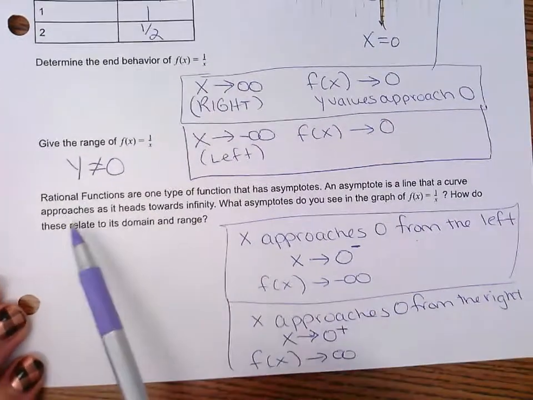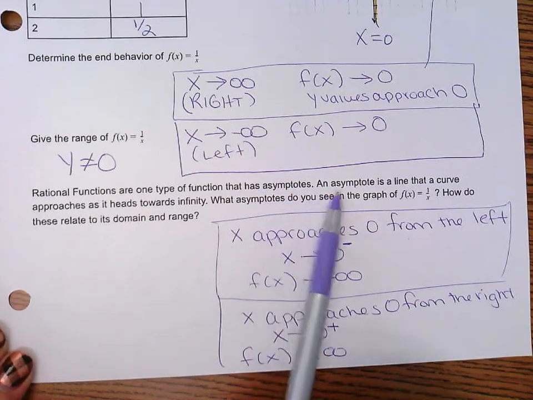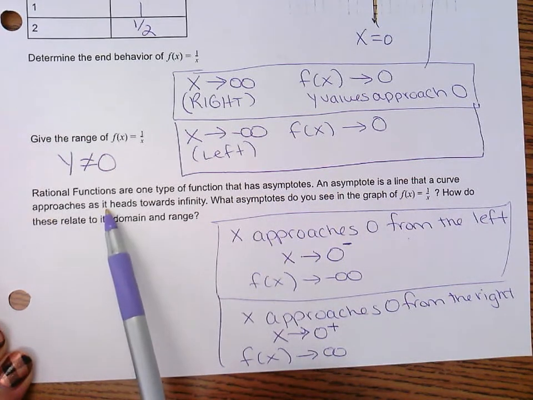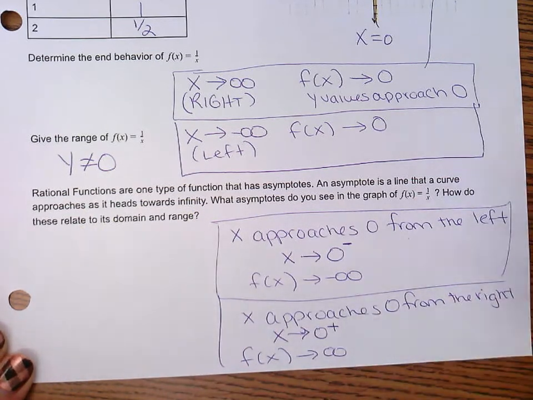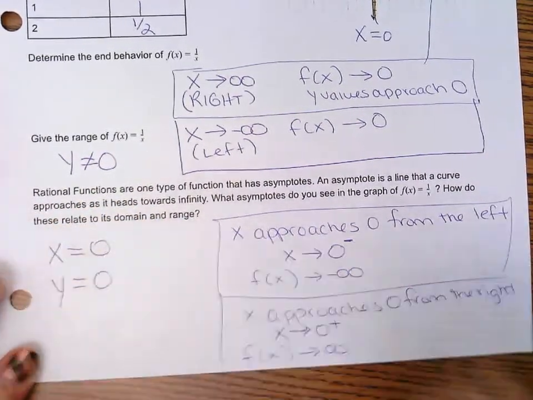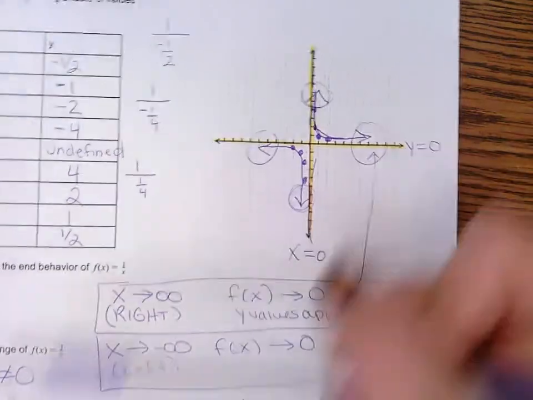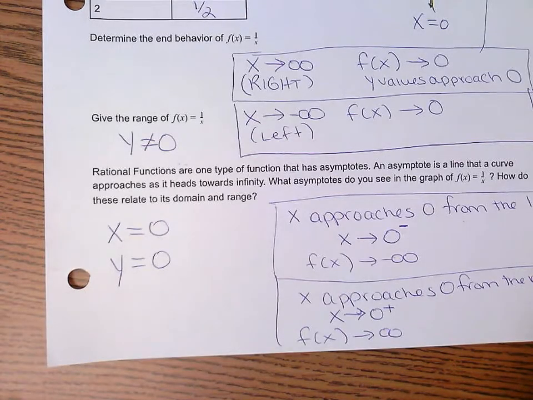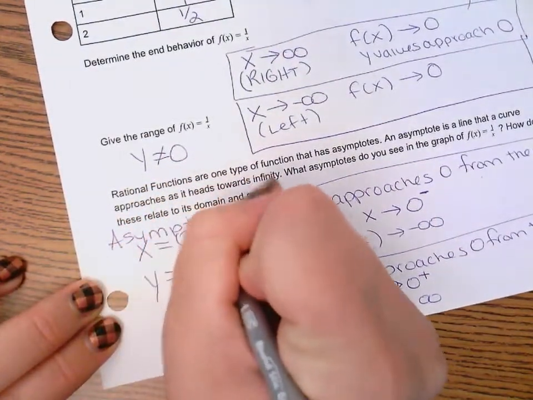So this last part, let's see. Rational functions are one type of function that has asymptotes. An asymptote is a line that a curve approaches as it heads toward infinity. What asymptotes do you see, and how do these relate to the domain and range? We've kind of already talked about that, but x equals 0 was one asymptote, y equals 0 was the other asymptote, and they are directly related to the restrictions in the domain and range. So these were the actual asymptotes.